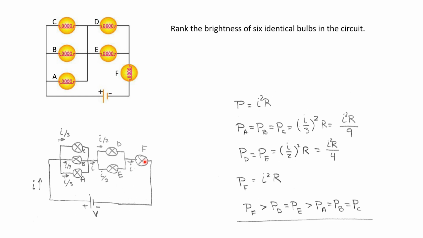Now if you have to rank the brightness of the bulbs, obviously F is the brightest, and the next one would be D and E, which have similar brightness, and the least bright would be A, B, and C. So F is brighter than D and E, and these are brighter than A, B, and C. I hope this is clear to everyone, and that's the solution for these 2 problems. Thank you.